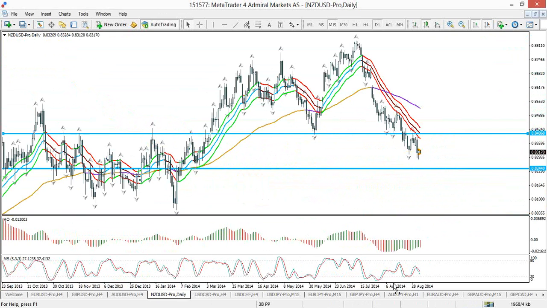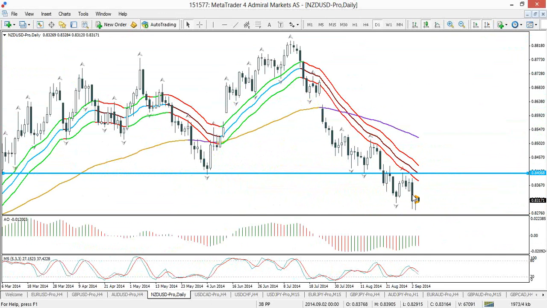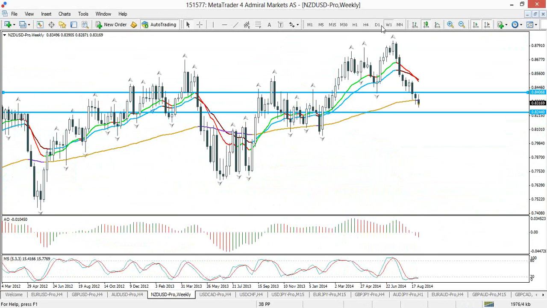Kiwi, from a daily candle, very bearish candle on Tuesday. I think there's really nothing to add.